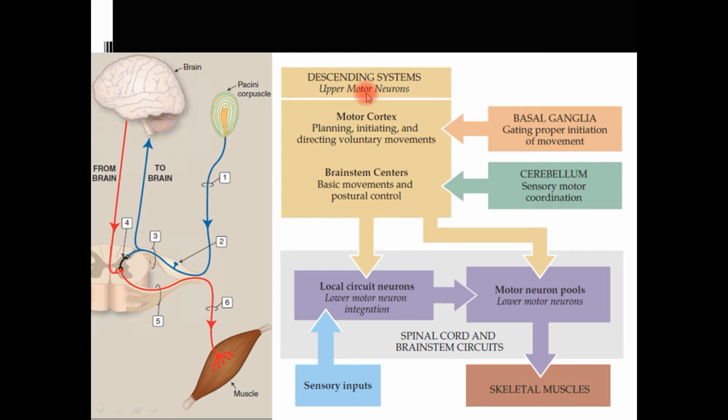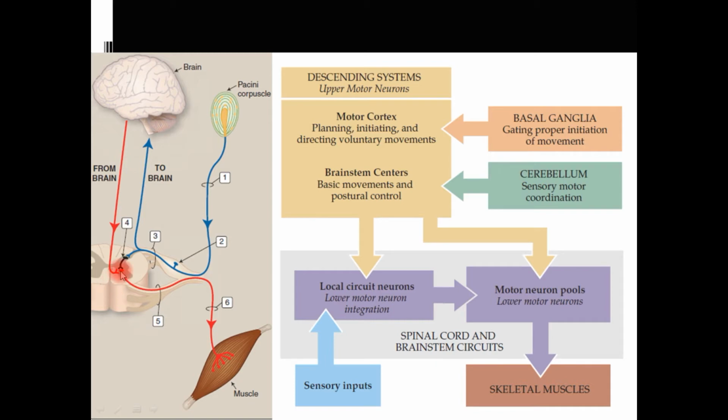Very important to memorize, understand what is upper motor neuron, because when we learn about the lesions of upper motor neuron in the future, it will be important to understand what is upper motor neuron and what is lower motor neuron. Then these neurons, once they come to the spinal cord, they form a local circuitry, as you can see here, and this local circuitry then initiates impulse in the motor neuron pool.